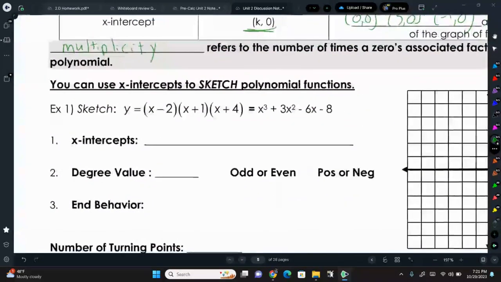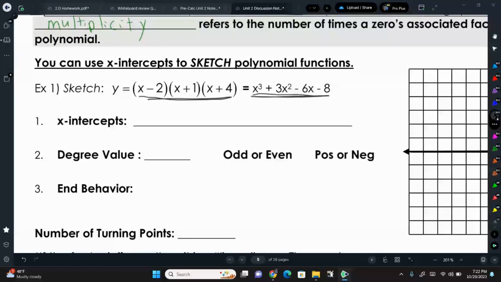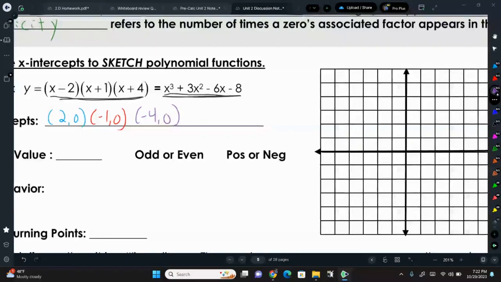So we can use x-intercepts to sketch polynomial functions. I wrote it out in intercept form and standard form here so that we can talk about the degree and leading coefficient. The x-intercepts are going to be 2, comma 0, -1, comma 0, and -4, comma 0. I want to plot those first: -4, comma 0, 2, comma 0, and -1, comma 0. I'm making them big and bold so that they stand out.